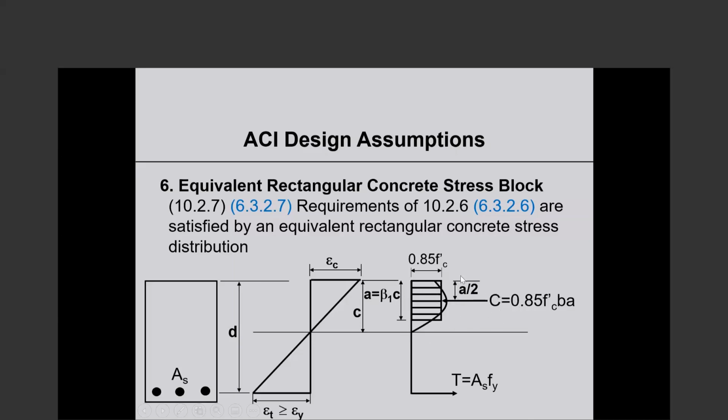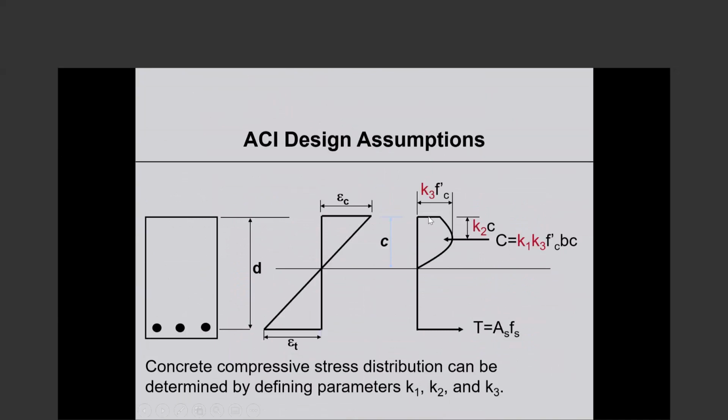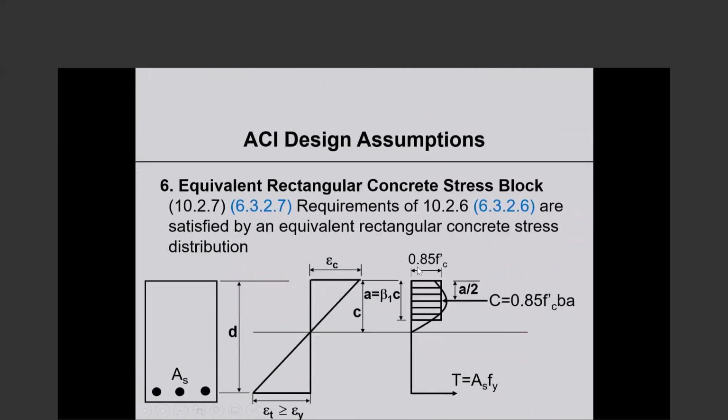The total compression is 85% of f sub c prime times the width of the section, which is into the screen, times the stress block depth a. So, equivalent rectangular concrete stress block. The requirements that we consider this kind of nonlinear stress distribution in the concrete are satisfied by an equivalent rectangular concrete stress distribution.